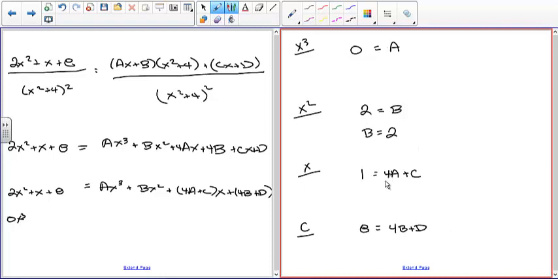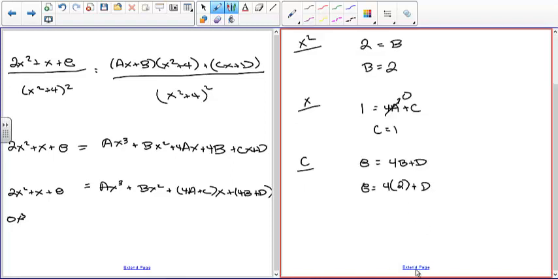And you can see because a is 0, that term goes to 0, so c equals 1. And here we have b is 2 from the previous step, so 4 times 2 is 8. So that's going to say, if you solve for d, you get d equals 0.